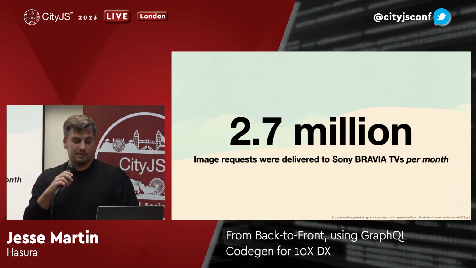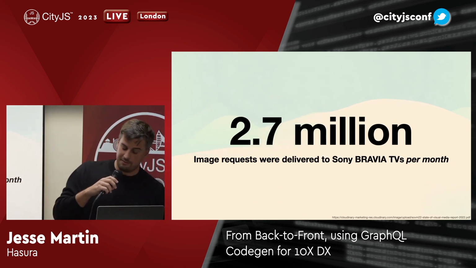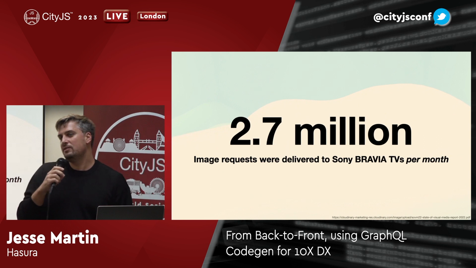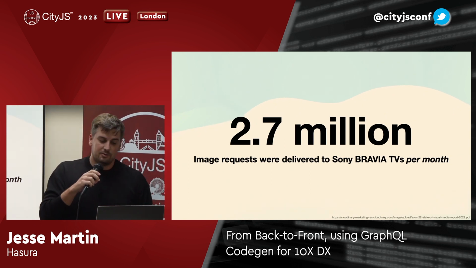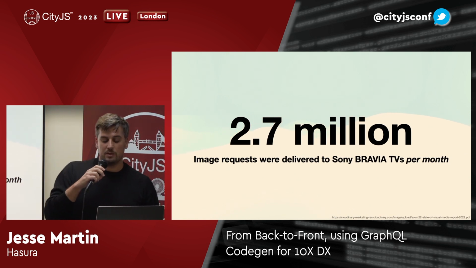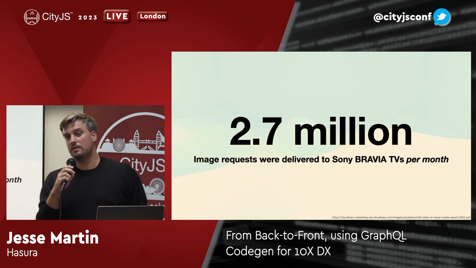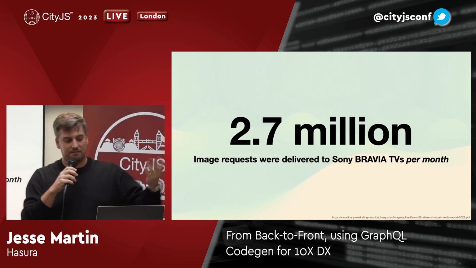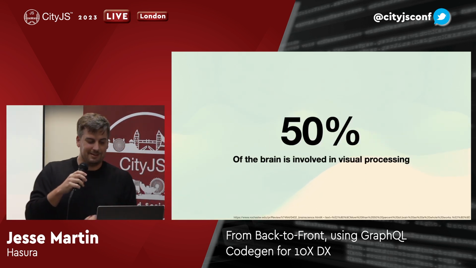And then the last one, talking about diversity. Usually we think, okay, I need to optimize for desktop and mobile. Cloudinary sent 2.7 million image requests to Sony Bravia TVs per month. Maybe optimize for Sony TVs as well. Just FYI, I just thought this is a funny little statistic.